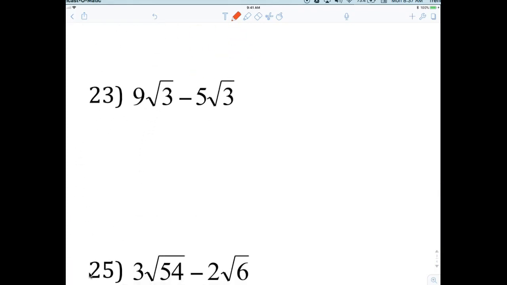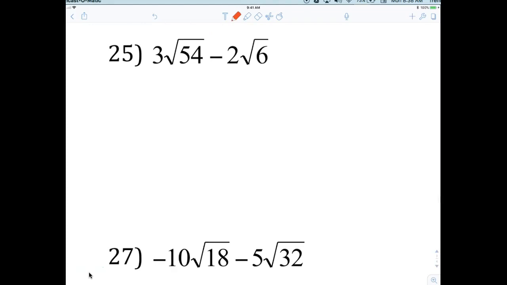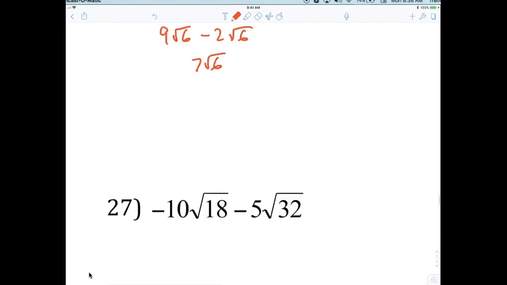9 radical 3 minus 5 radical 3 is 4 radical 3. All right, now we're breaking down 54. What was 54? 6. So that becomes 9 radical 6 minus 2 radical 6, which is 7 radical 6. Everybody good with that? You see a 9 and a 2? Oh, okay. I thought you said 2 radical 6.